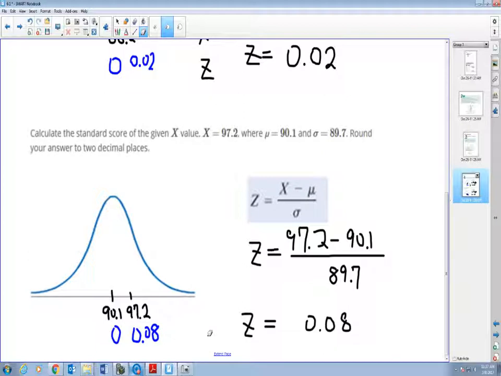Alright, so this is just a quick introduction. In the next lecture video, we're going to talk about how do we find the area under the curve, or how to find the probability under the curve.